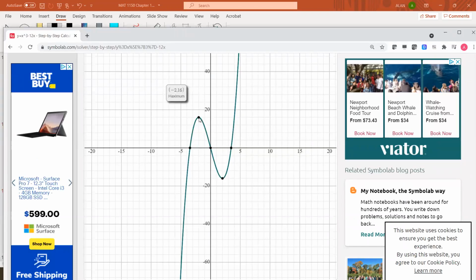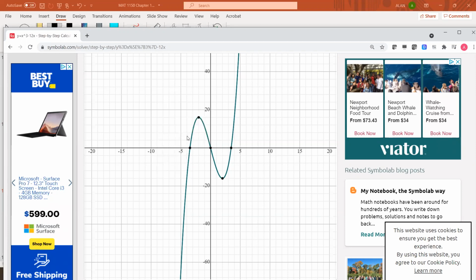This is -2. Now, this is why I like Symbolab. You see what it says here? -2, 16 is the maximum. If you notice within that range, that area, this is sometimes called a local maximum, as we'll discuss later on. In that immediate area, the value of y will not go above 16. So therefore, when x reaches -2, after that, the function starts to turn down.